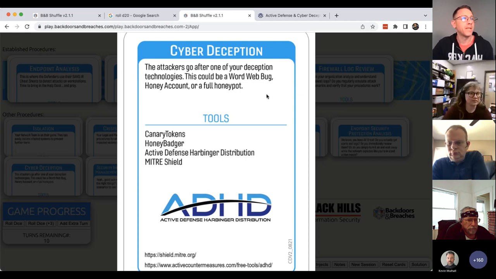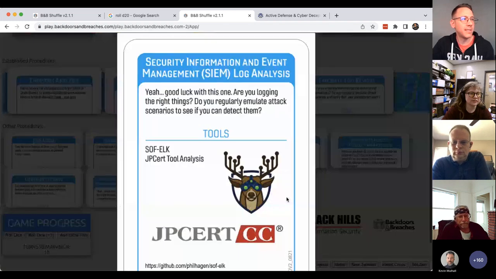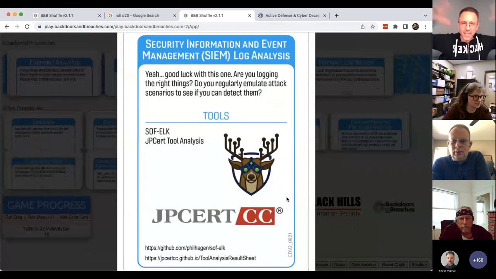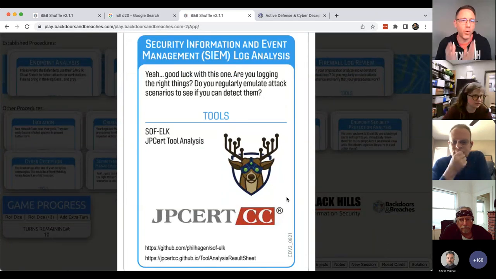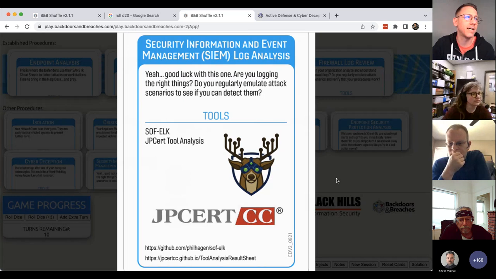Okay. All right. So last one here is SIEM log analysis. It's where you ingest all this traffic, all this information, all the security tools, everything into this one place. That's your SIEM log analysis.